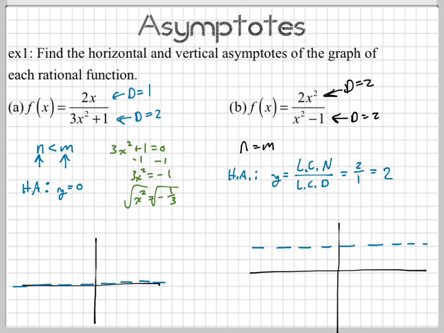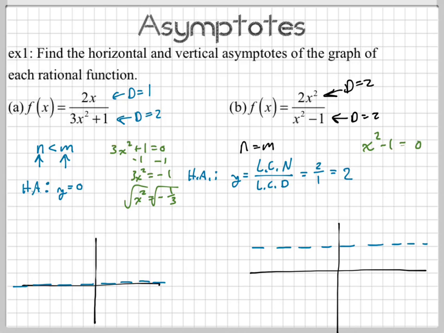Okay, so now what about our vertical asymptote? Now this is more normal. You'll see more denominators like this one. We're going to take the denominator right there and set that equal to 0 to find our vertical asymptote. So we're going to take, say, x squared minus 1 equals 0.